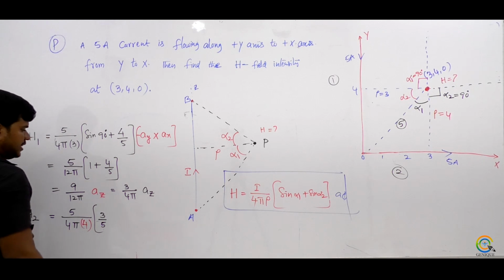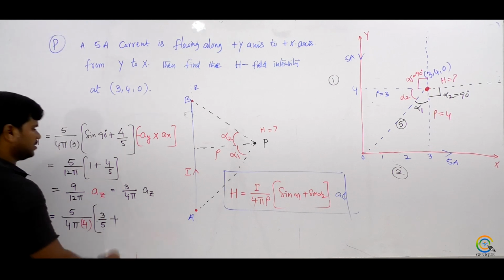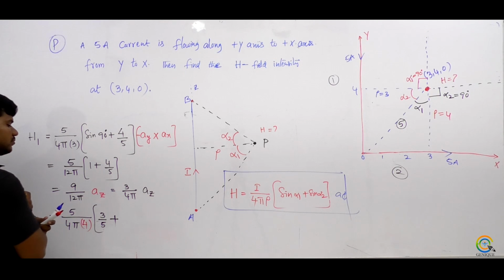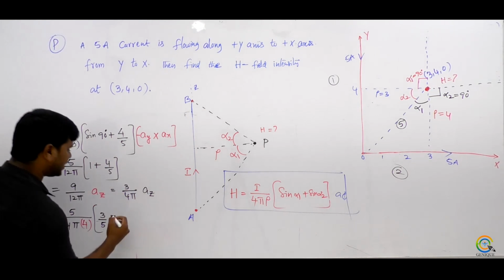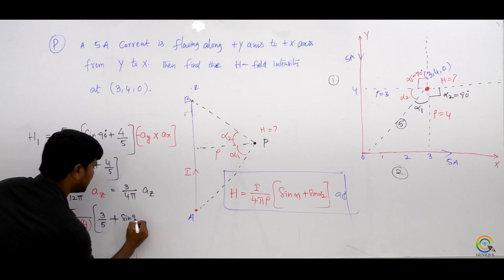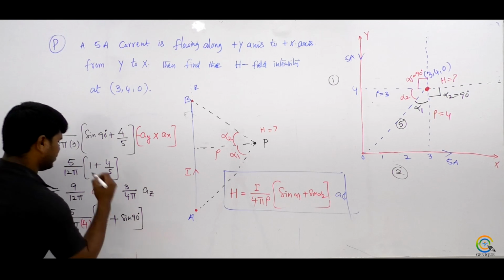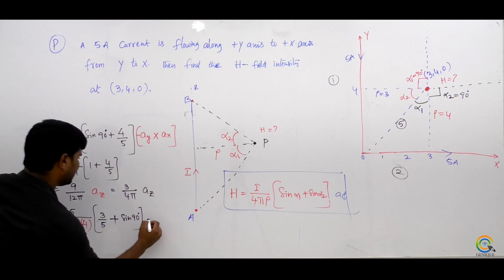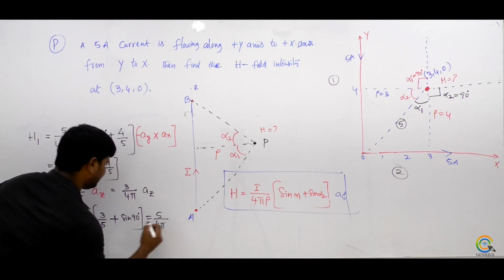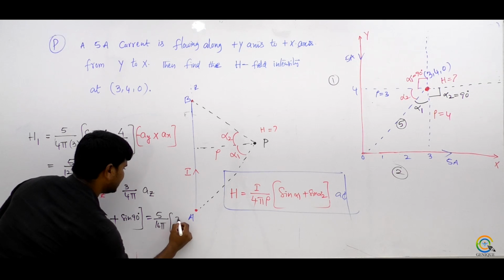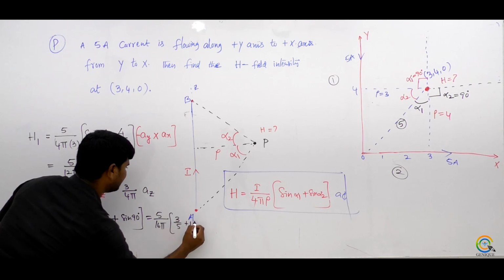Sine alpha 1 is 3 divided by 5, plus... what is sine alpha 2? Sine alpha 2 is 90. Sine 90 is 1. So finally you can write 5 divided by 16 pi into 3 by 5 plus 1.